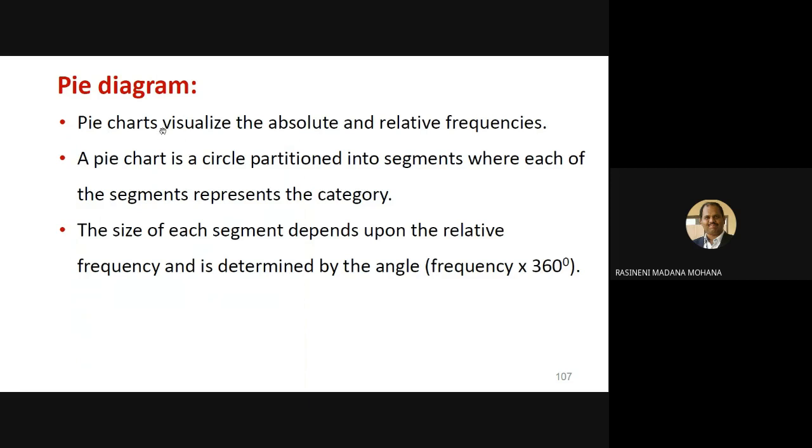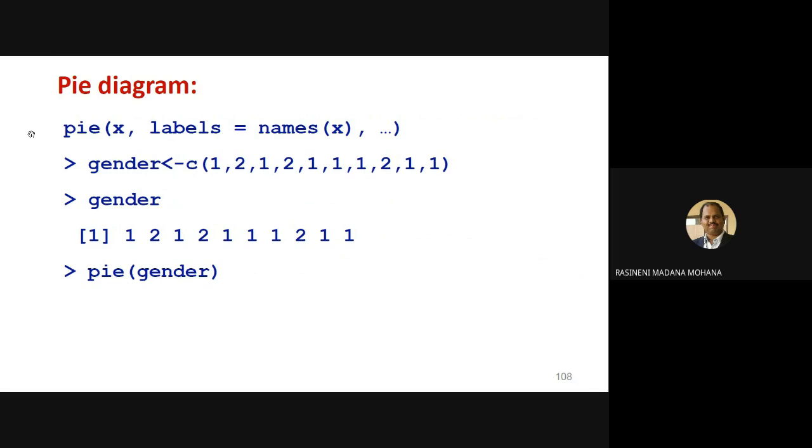Then another one, the pie diagram. Pie charts visualize the absolute and relative frequencies here also. A pie chart is a circular partition into segments where each of the segments represents a category. The size of each segment depends upon the relative frequency and is determined by the angle, frequency times 360 degrees. So now the command for a pie diagram or pie chart is pie within function brackets, with the arguments x comma labels equal to names of x. Here labels also you can provide with your own.